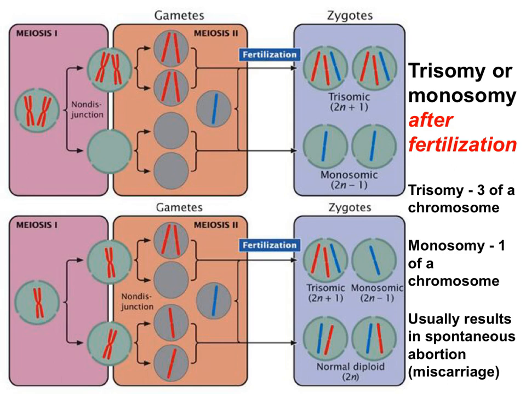When non-disjunction happens in meiosis 1, shown on the top, and those gametes are fertilized, you see that 2 zygotes end up with trisomy, and 2 zygotes end up with monosomy. Trisomy is when there's 3 of a certain chromosome, and monosomy is when there's only 1 of a certain chromosome. When non-disjunction happens in meiosis 2, as shown on the bottom, and those gametes are fertilized, you see 2 normal zygotes, 1 trisomy zygote, and 1 monosomy zygote.